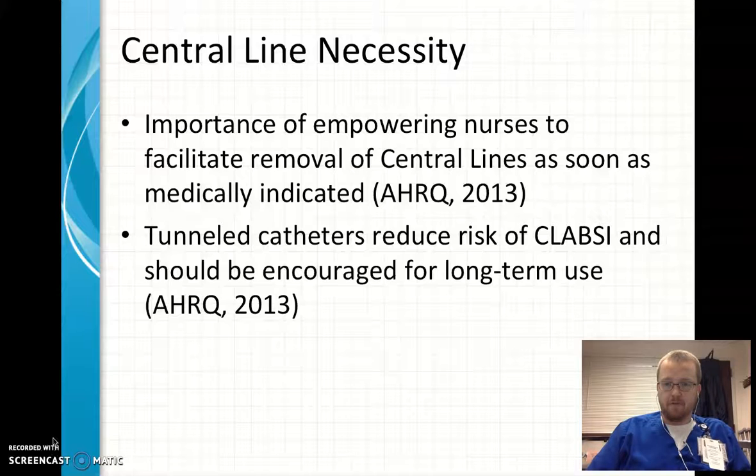Another sense of empowerment for nurses is to team with the interprofessional team to facilitate removal of unnecessary lines. This is one of the best ways to cut down on CLABSI rates. And if a patient needs a central line for TPN or chemotherapy or anything like that, a tunneled catheter is much less likely to cause infection.